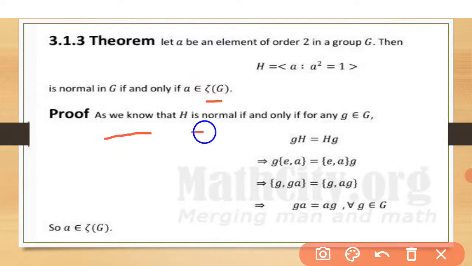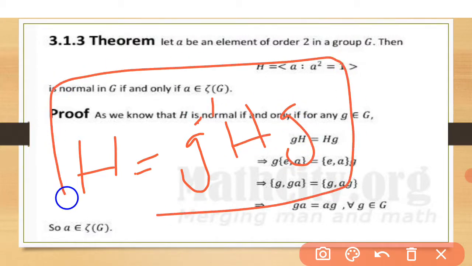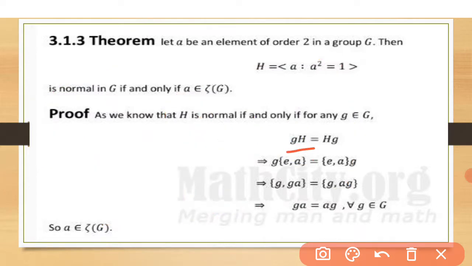We know that H is normal if and only if for every g belonging to G, gH is equal to H. You may write it like this: H is equal to g inverse H g. Actually, this is the definition of a normal subgroup. When this g inverse comes to this side, we multiply by g on both sides, then g times g inverse becomes the identity element, and gH becomes equal to Hg.